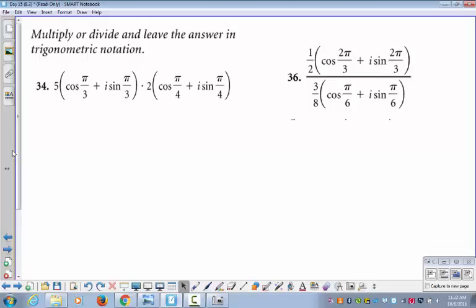Multiplication. What do you do with the angles when you're multiplying? Add. Multiply the radii, add the angles. When you're dividing, divide the radii, subtract the angles. Multiply and add, or divide and subtract.